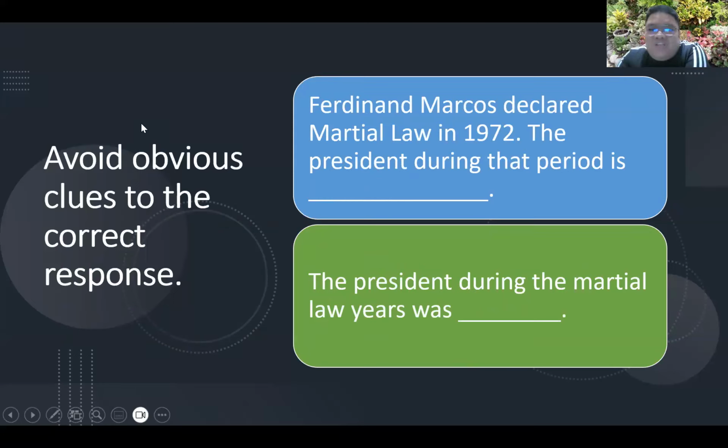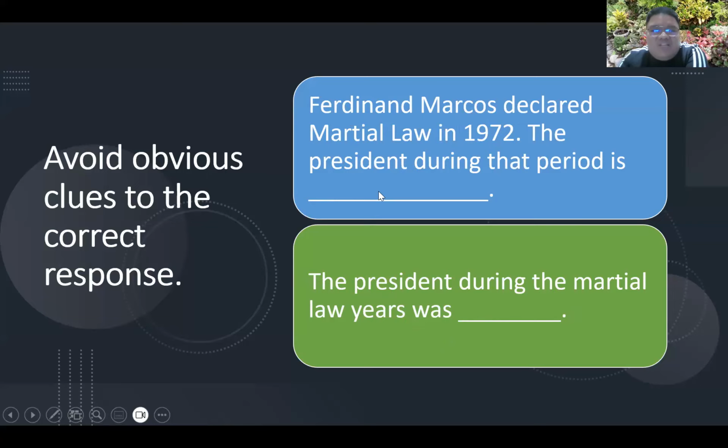Look at the example here given by our reference text, Balagtas. No? So class, Ferdinand Marcos declared martial law in 1972. The president during that period is blank. Eh di parang obvious, Ferdinand Marcos. Okay? But if you would rephrase it and say that the president during the martial law years was blank. Okay? Right there, and then the student would think, sino nga ba? Okay, si Ferdinand Marcos. Okay?